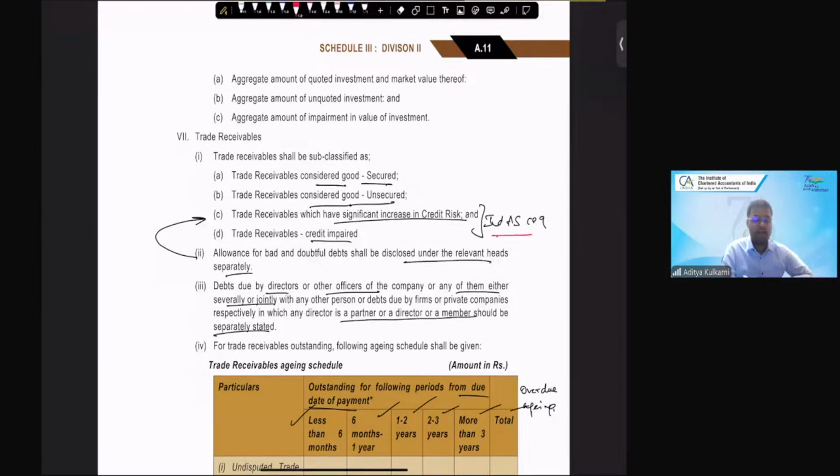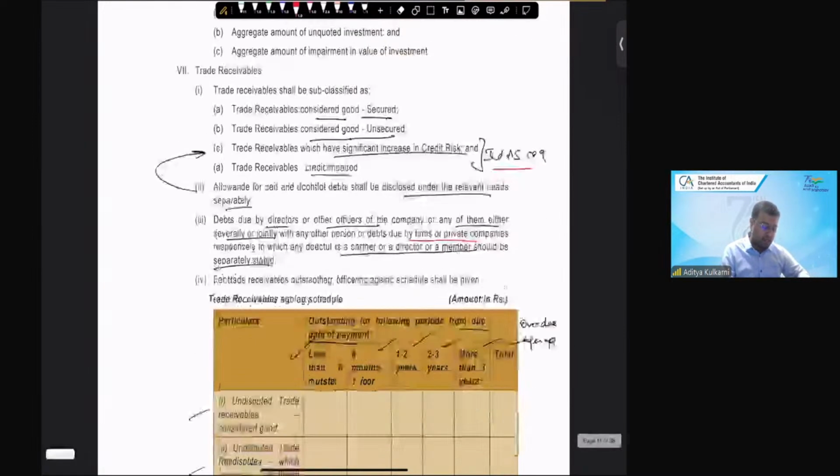This is your Ind AS 109 disclosure requirement. Allowance for bad and doubtful debts, you will disclose separately under the relevant heads. So you will disclose this one by one. Debts due by directors or other officers of the company or any of them, either severally or jointly with any other person, or debts due by firms or private companies in which any director is a partner or a director or a member, shall be separately stated. Why? Because debts due from directors or officers is not something that happens routinely. So you need to disclose that separately.